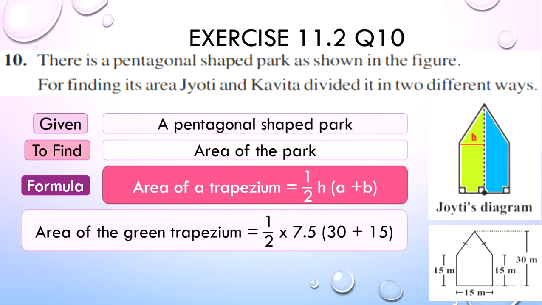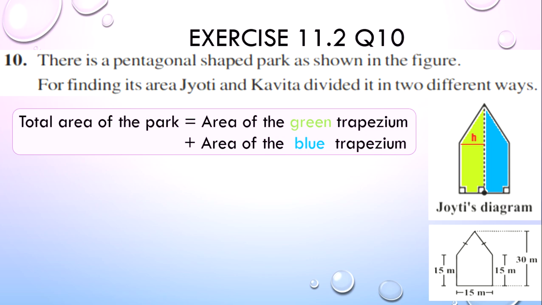The total distance is given as 15. But when the perpendicular line is drawn, that actually bisects the side. It divides the side into two equal parts. So exactly half of 15 becomes the height. So half of 15 is 7.5, into what are the parallel sides? The parallel sides are, again look at the diagram below, 30 and 15. So add the parallel sides, 30 plus 15. So you will get half into 7.5 into 45.